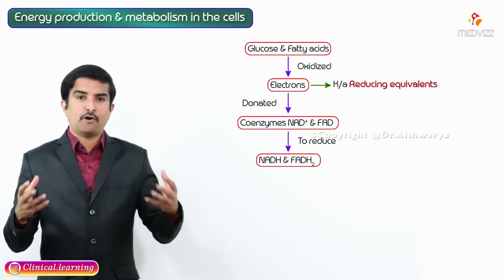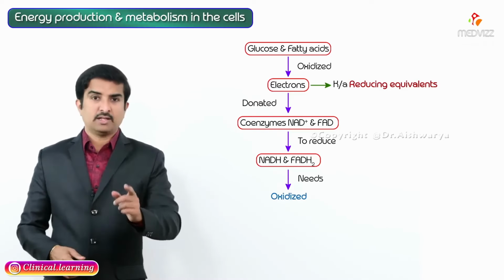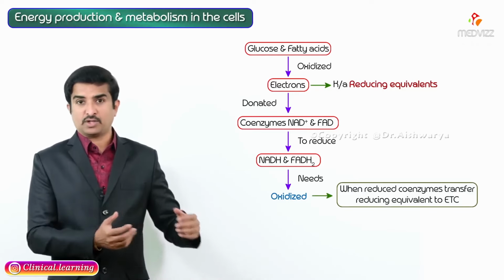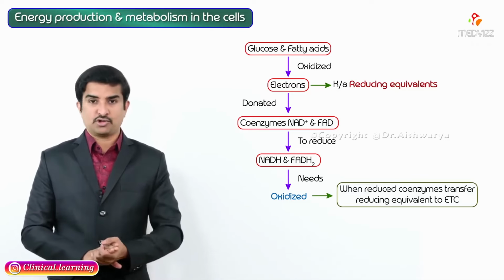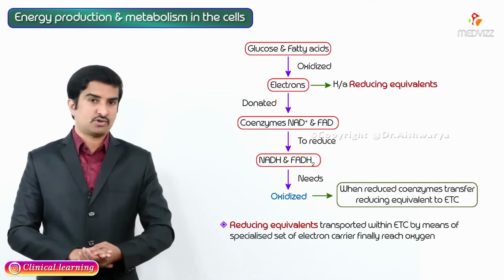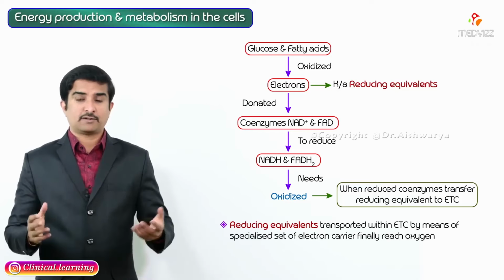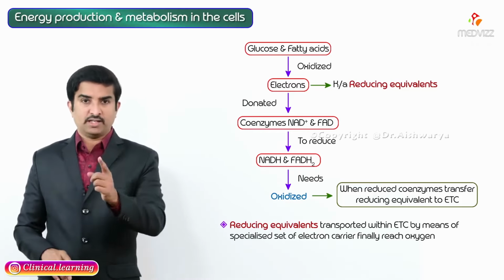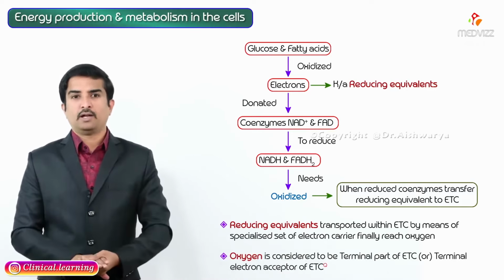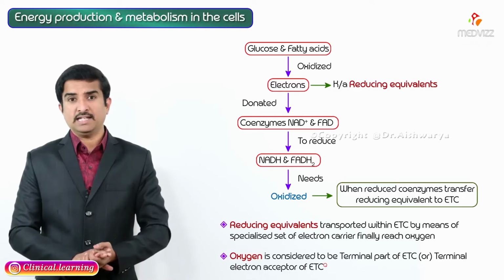These reduced forms of coenzymes need to be oxidized, and this is achieved when the reduced coenzymes transfer their reducing equivalents, which are electrons, to the electron transport chain. These reducing equivalents are transported within the electron transport chain by means of a specialized set of electron carriers, and finally reach oxygen. That is the reason, remember, that oxygen is considered to be the terminal part of the electron transport chain and the terminal electron acceptor of the ETC.